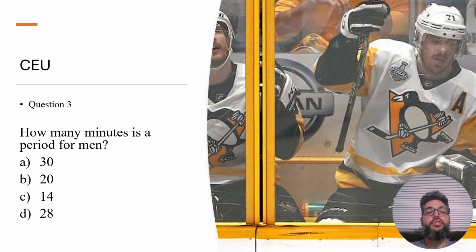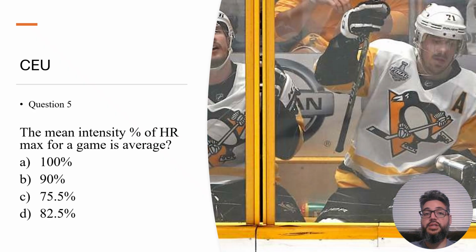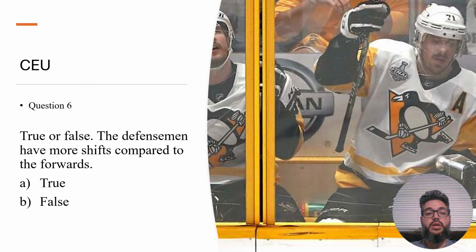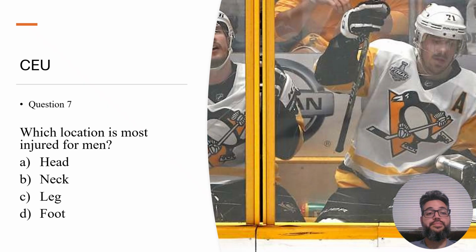Question 3. How many minutes is a period for men? 30, 20, 14, or 28? How many minutes is considered a period for women? 10, 20, 25, 15? The mean intensity percent of an HR max for a game is average around what? 100, 90, 75.5, 82.5. True or false? So defensive men have more shifts compared to the forwards.